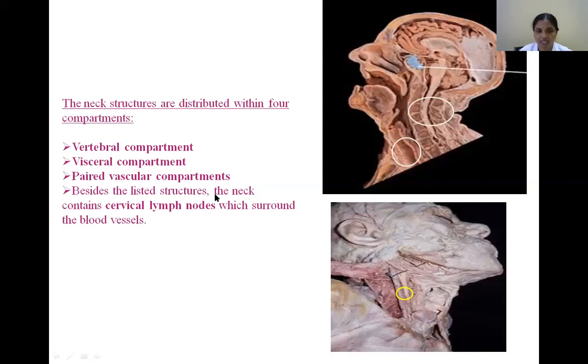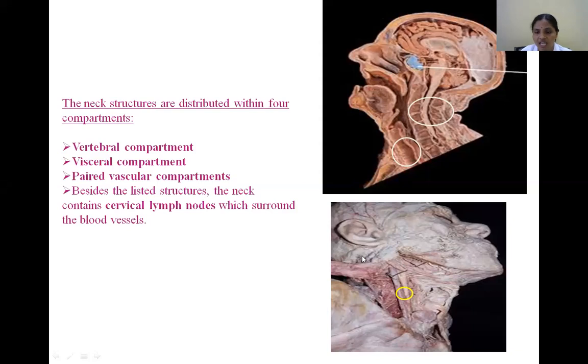Besides these structures, the neck contains cervical lymph nodes. The cervical lymph nodes surround the blood vessels. The superficial vessels are surrounded by superficial lymph nodes, whereas the deep veins are surrounded by the, what is that? Deep cervical lymph nodes. So all these structures lie among the bones.